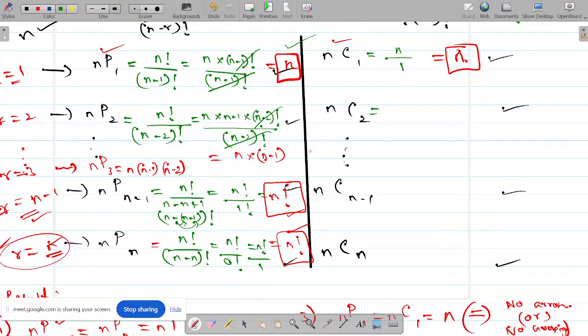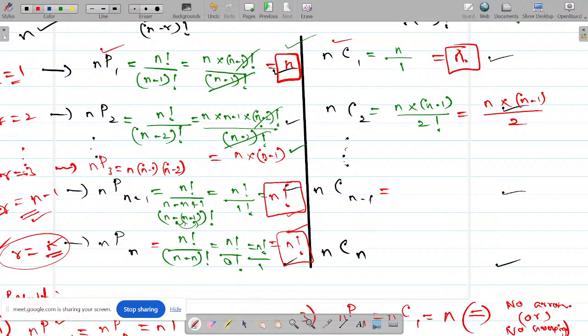NC2, already we know the answer as n into n minus 1 divided by 2 factorial. Let me have this one as it is. I don't want to do anything further. Probably in a later period I'll take this value. Let me have n into n minus 1 divided by... Yes, NC n minus 1.